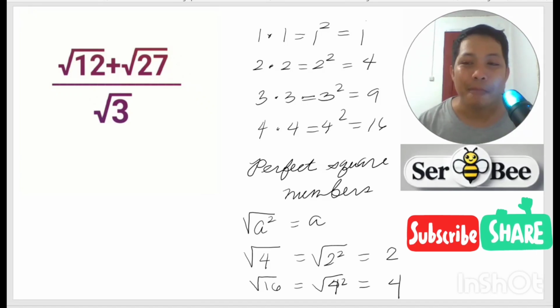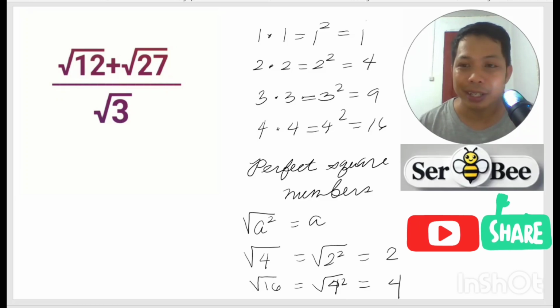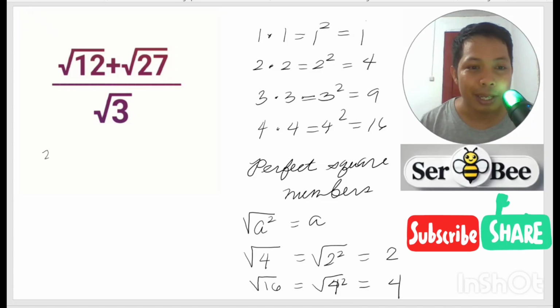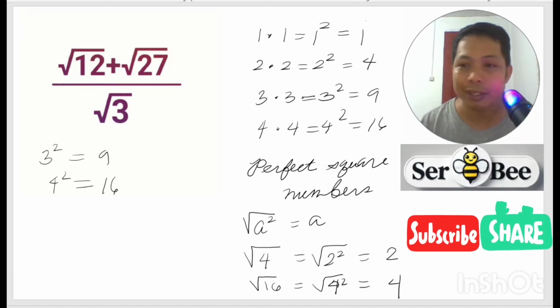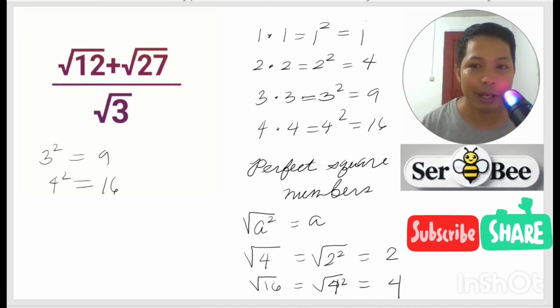Now, let us examine these numbers, 12, 27, and 3. Are they perfect squares? As you can observe, none of these is a perfect square. Do you agree? Because 12 cannot be written as a number squared. We know that 3 squared is 9, and 4 squared is 16. So therefore, 12 is not a perfect square.